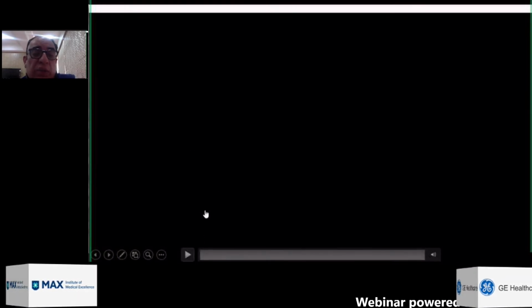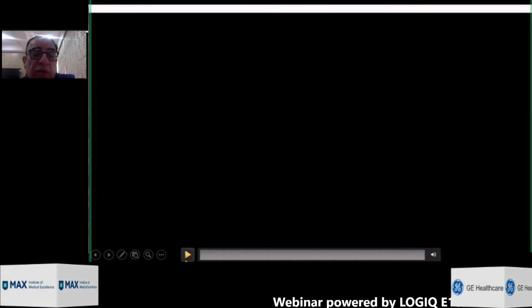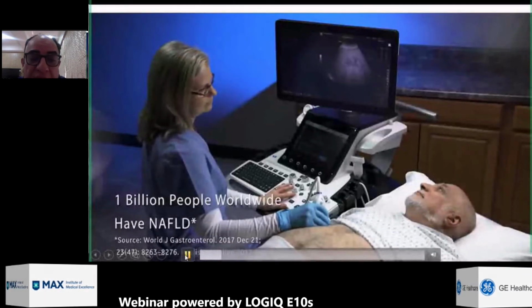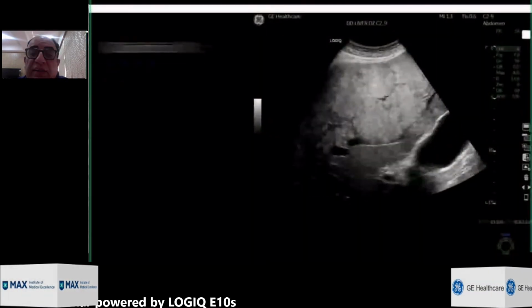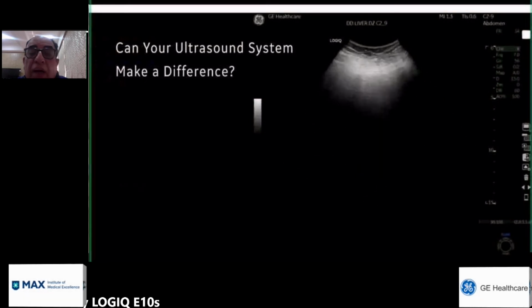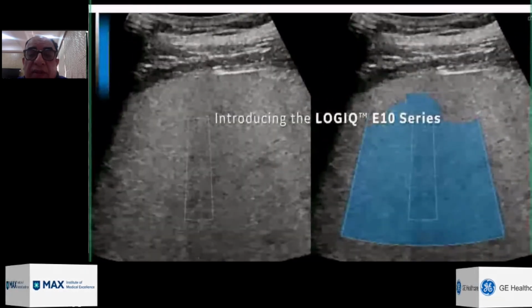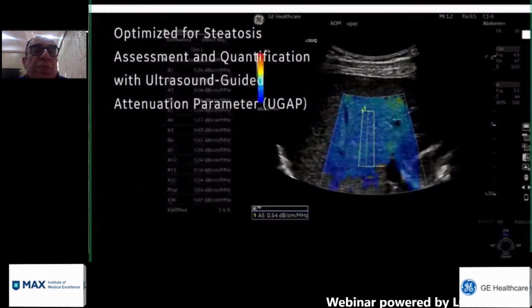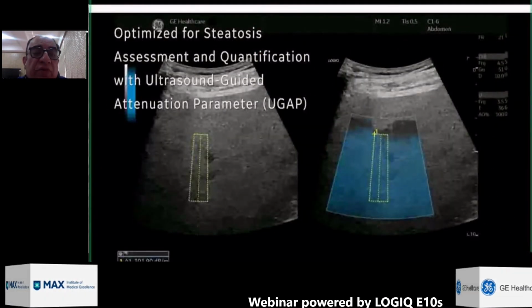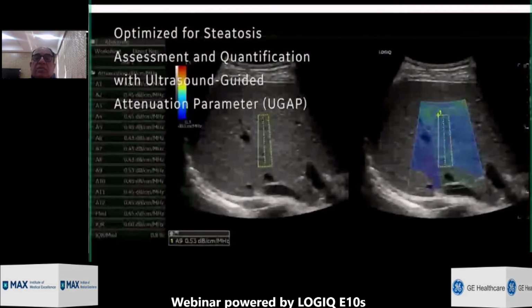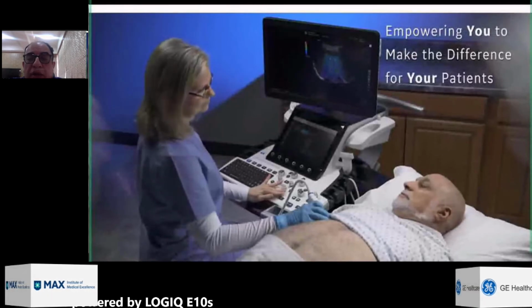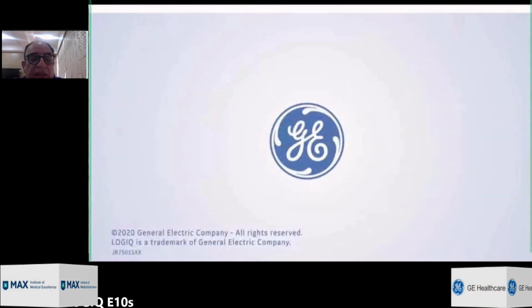Now, this is the new thing that we have started doing since the last 3 months, and that is assessment of NAFLD. And this is on the Logiq E10. We are using the U-FAT, which is the ultrasound guided fat, very similar to what the CAP technique is on the FibroScan. We can actually quantify the liver fat estimation.